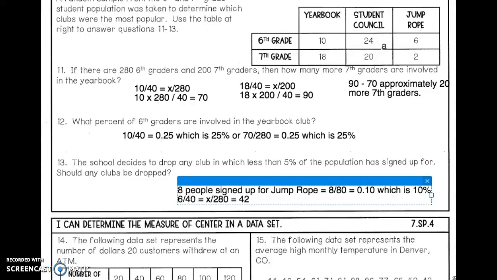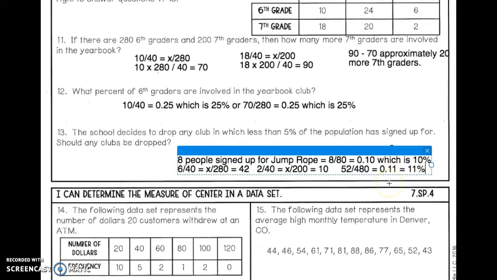And then for the 7th graders would be 2 over 40 equals X over 200. So that would be 2 times 200 is 400 divided by 40 would be 10 people. So if we add 42 and 10, that would be 52, and the total would be what? 280 plus 200 in all, so that's 480 students. So let's see here. 52 divided by 480 equals about 11%. 0.11, which equals 11%. So it doesn't look like any of these clubs are going to need to be dropped.